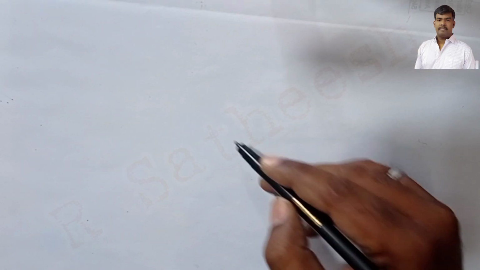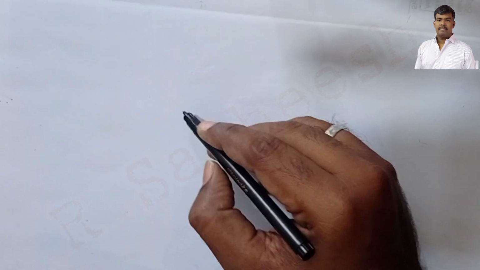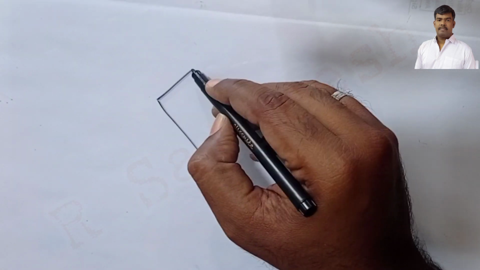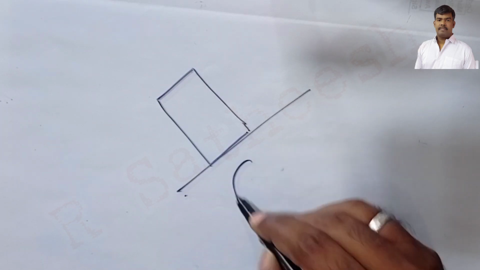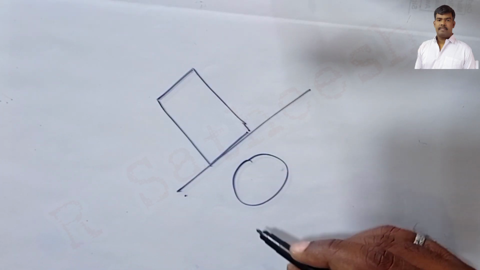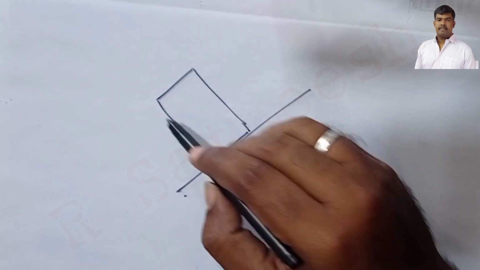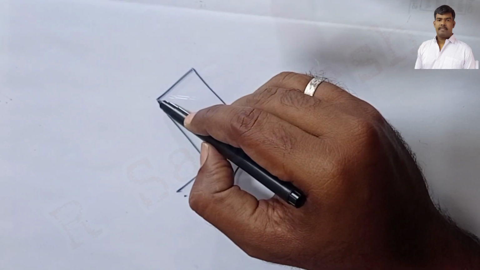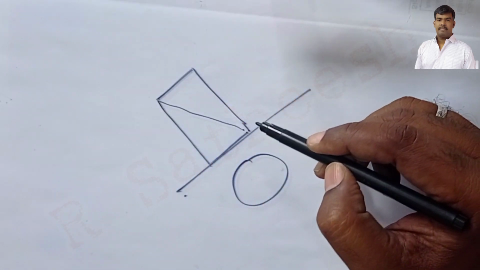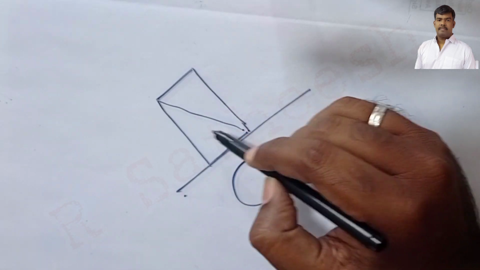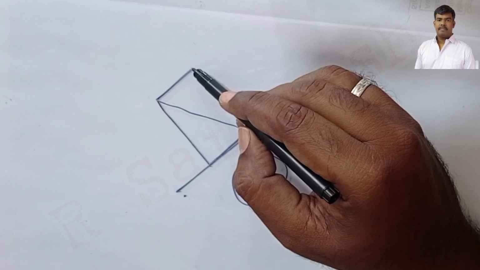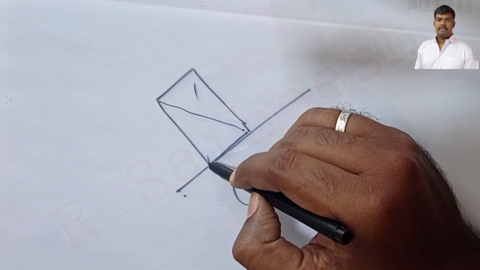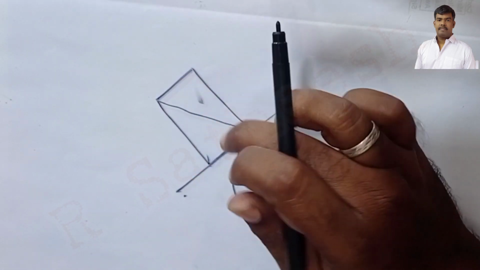So let us assume this is the front view and this one is the top view. Clear? In the front view, it appears as a rectangle. This is the solid diagonal, from extreme left top to extreme right bottom. Similarly, we could take extreme right top to extreme left bottom. Let us consider any one.